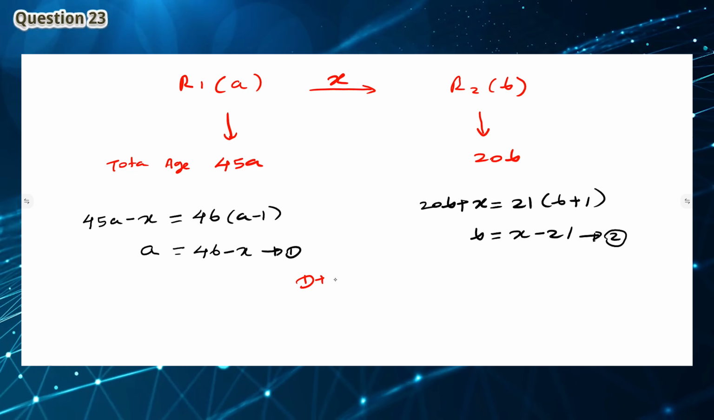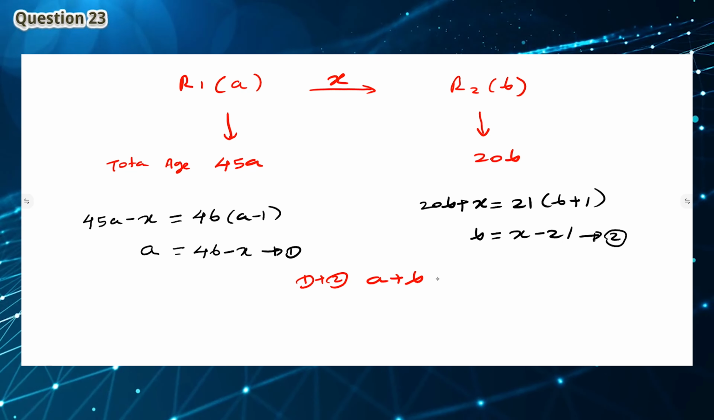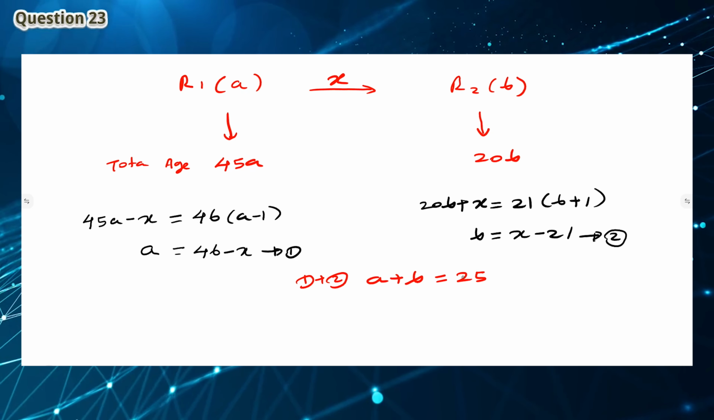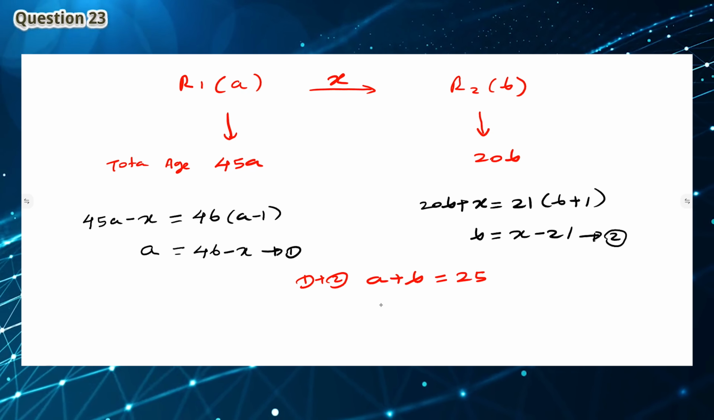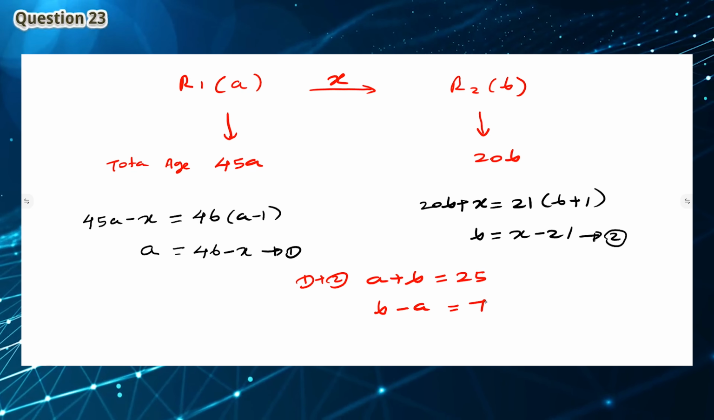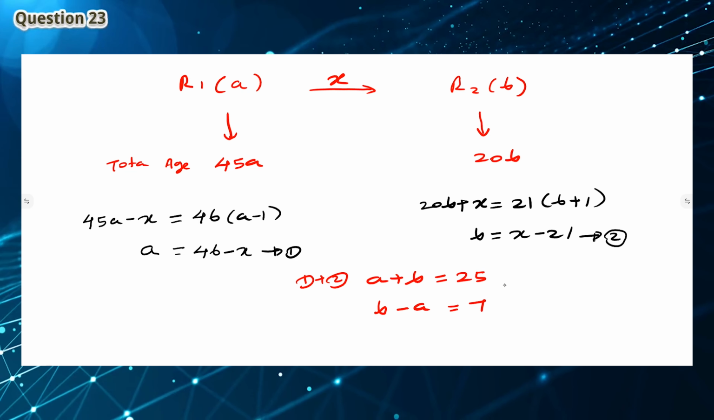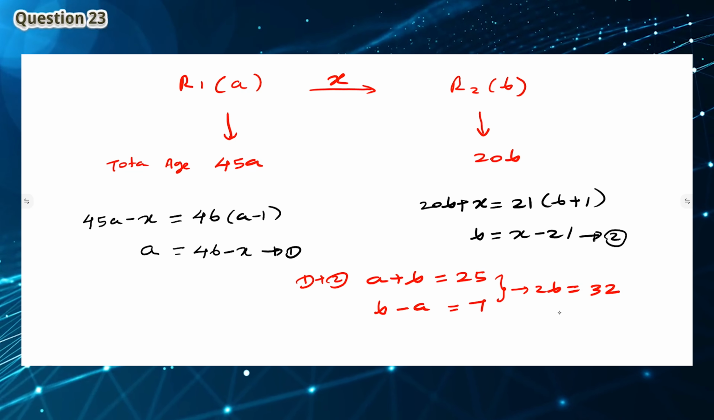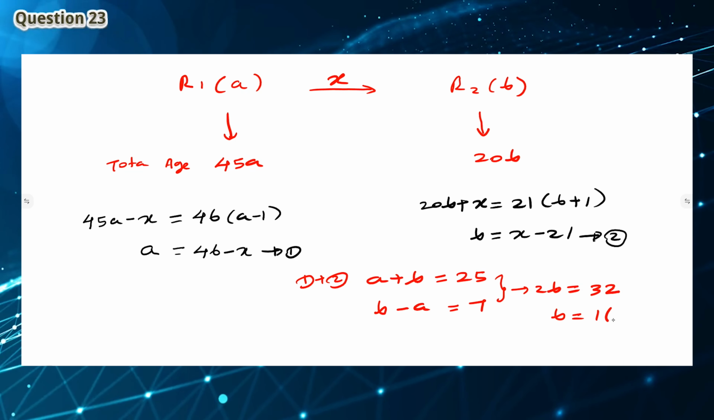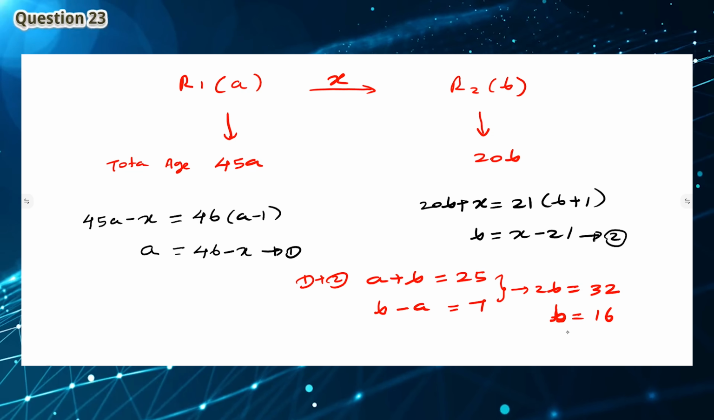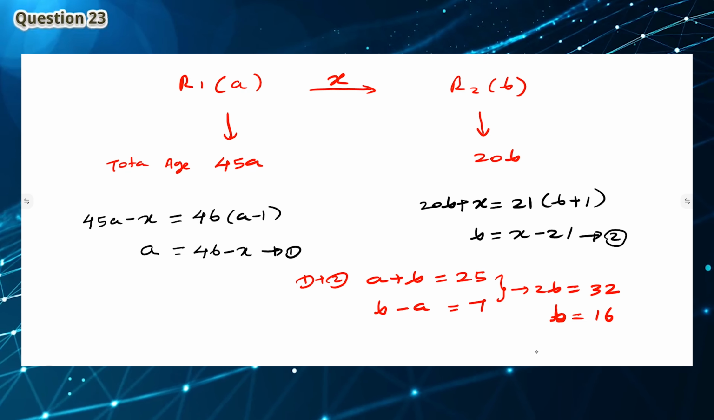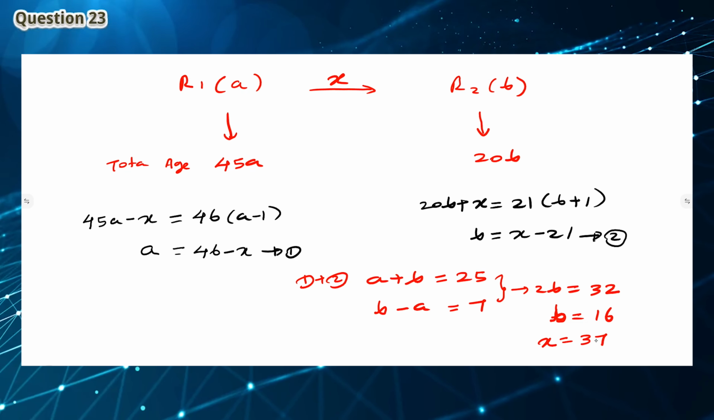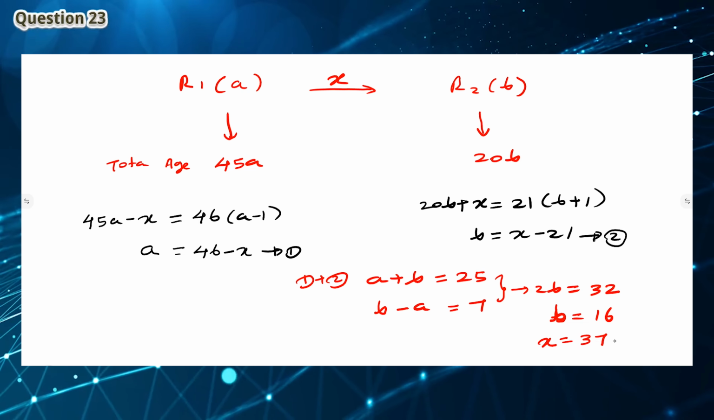We can add equations 1 and 2 together to find that A plus B is equal to 25. And the question also tells us that the difference between B and A is equal to 7. We can add these two new equations together to find that 2B is equal to 32 and B is equal to 16. We can substitute this B value into equation 2 to find that X is equal to 37. This means the answer is B.